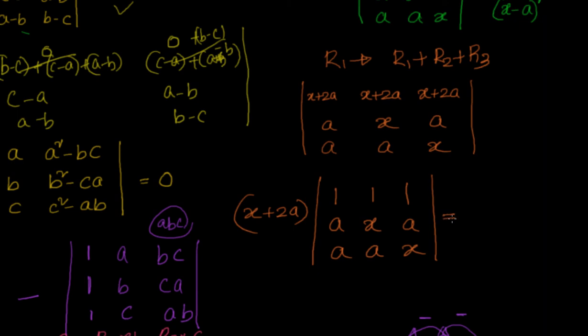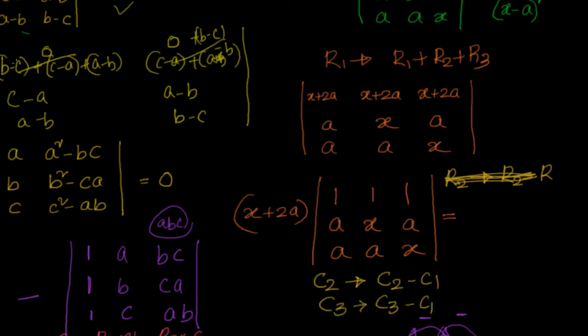Now on this I will apply R2 is assigned R2 minus R3, or actually you can go for C1 is assigned. Okay, let's simplify this further. We will say C2 is nothing but C2 minus C1, and C3 is nothing but C3 minus C1. Let us see what happens now. If I do that, what happens?